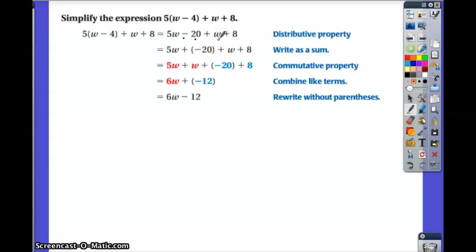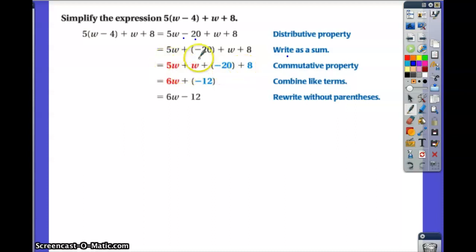plus w plus 8. Then the next step is to write it as a sum. So that would be 5w plus a negative 20 plus w plus 8. Then we use the commutative property to reorder here. Put our coefficients and variables together, and then our constants together. So you have 5w plus w, plus a negative 20 plus 8.